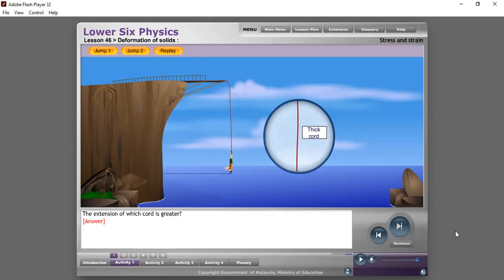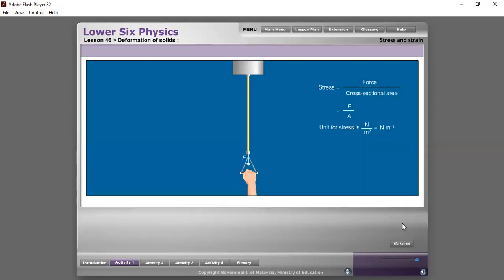So which extension is greater? The answer is the thinner cord with longer extension, but the thick cord with shorter, smaller extension.